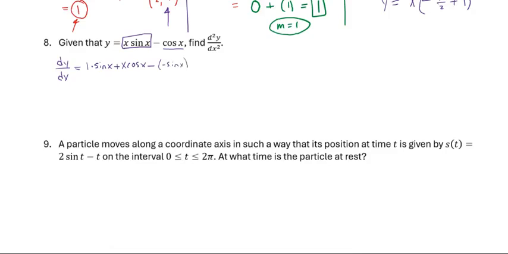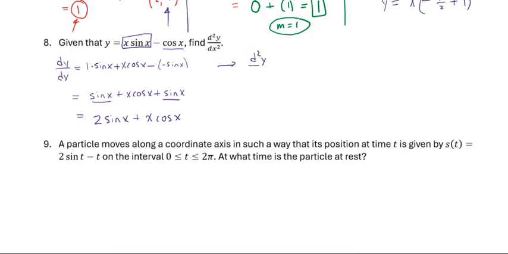Before I do the second derivative, I always like to clean this up as much as I can. So I have 1 times sine x, that's just sine x, plus x cosine x, and then minus a minus plus sine x. And notice we have like terms, 2 sine x plus x cosine x. That's about as clean as I can make that. So let's go ahead and move on to the second derivative.